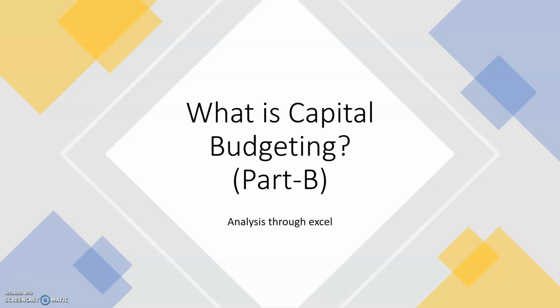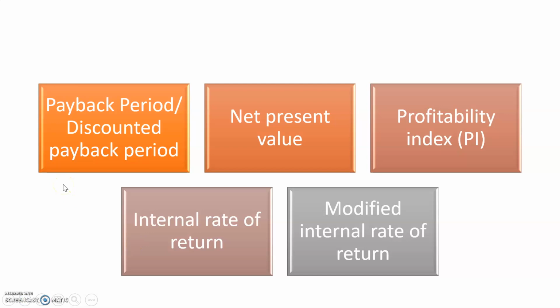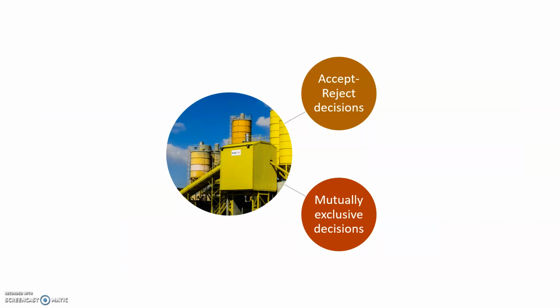So hi everyone, in this portion we are going to cover part B of capital budgeting and how to analyze it through Excel. We have already looked at different methods that can be used for calculating capital budgeting, to analyze capital budgets, right? The next thing we need to look at is that we can have accept-reject decisions or mutually exclusive decisions. So accept-reject means, let's say you have 10 projects in front of you.